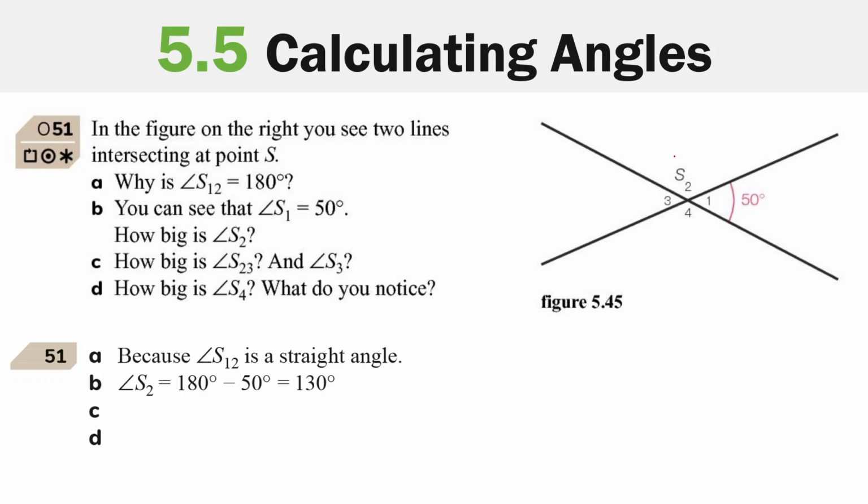And you can do the same for angle S23. If I know S23 right here is a straight angle, then that's 180 degrees. And that means that if I know it's 180 degrees, then angle S3 is 180 minus 130, because remember we knew that this one is 130 from before. That means this one is 50. 180 minus 130.